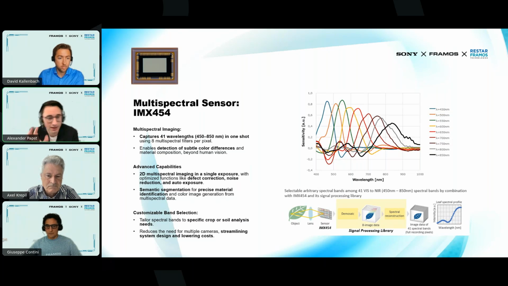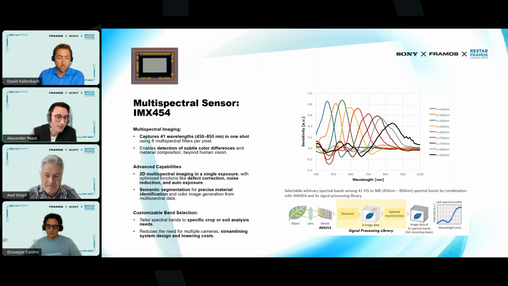The multispectral data captured by the IMX454 can also be processed intelligently. The sensor includes optimized functions for defect correction, noise reduction, and auto exposure. It also supports semantic segmentation, which means precise material identification, and the sensor can generate standard color images from the multispectral data while simultaneously providing full spectrum analysis. Anyhow, this type of processing needs to be done externally on a CPU or an FPGA.